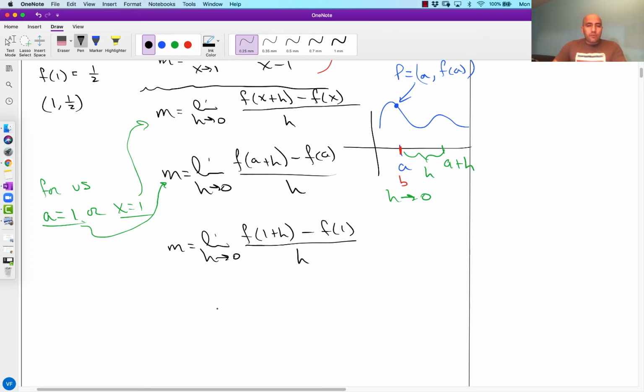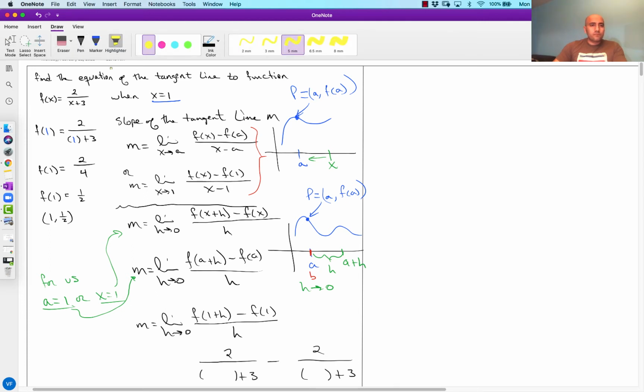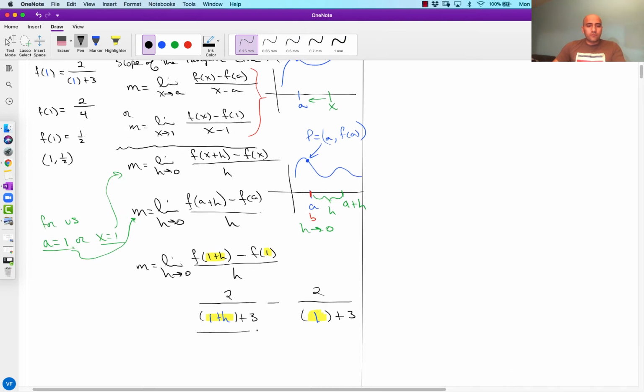Okay, so remember that our function is 2 over x plus 3. So this is going to be 2 over something plus 3 minus 2 over something plus 3, where this is what goes right in there for the first function, and this is what goes right over there for the second function. So let's put it in there. This is going to be 1 plus h, where this is just 1. And then the whole thing gets divided by h. And we're interested in the limit as h goes to 0.